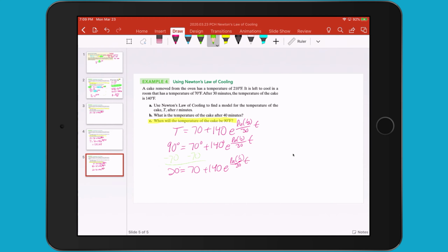Now I'm going to subtract, nope, I already did that. Sorry about that. Got a little distracted there. I don't know if you guys heard the dog barking in the background.